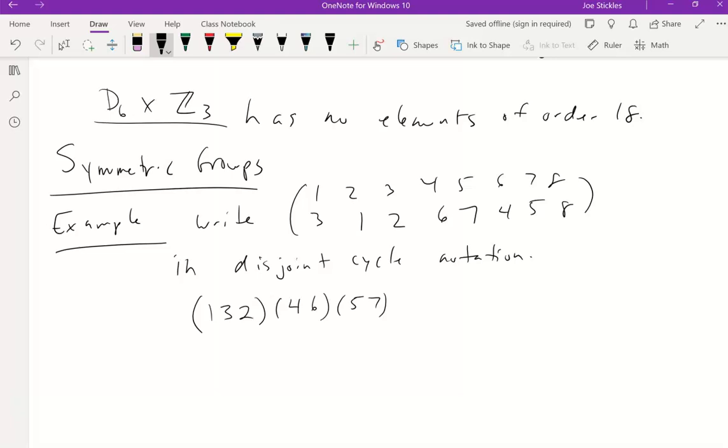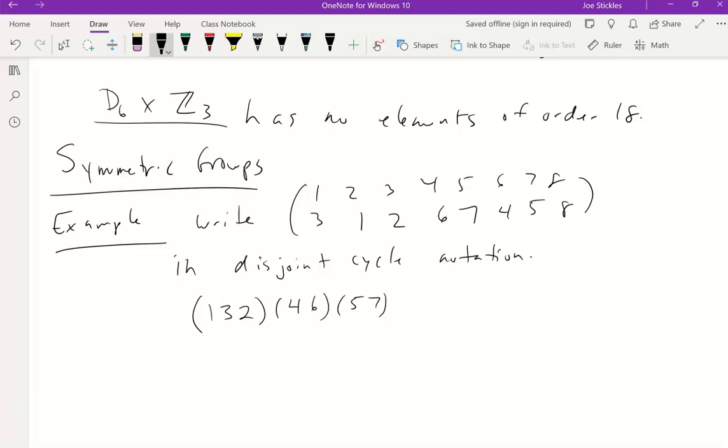Because if they commute, then I can distribute the exponent over each component, each cycle. And then I can just compute the orders by doing the least common multiple of the orders of each cycle. So this permutation has order 6. Because this has order 3, because the order of a cycle is just the length of the cycle. This has order 2, this has order 2, and the least common multiple of 3, 2, and 2 is 6. So I know that the order of this particular thing is 6.